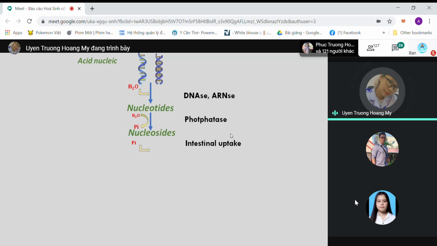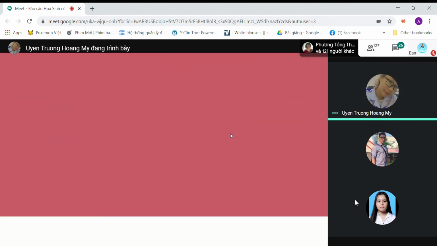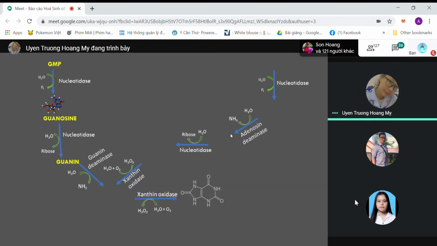These are later taken up by sodium-coupled active transport. There are 2 intestinal transporters that transport purine and pyrimidine. And now we will move to part 2, purine degradation, and I will show you some steps involved in purine catabolism.